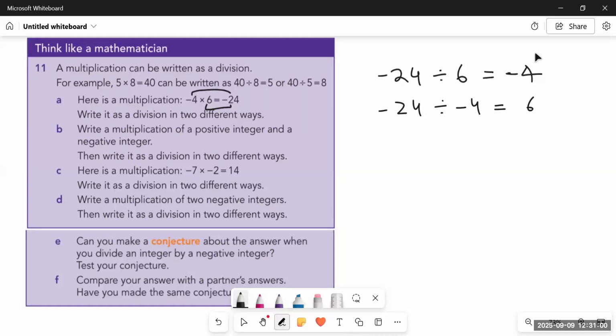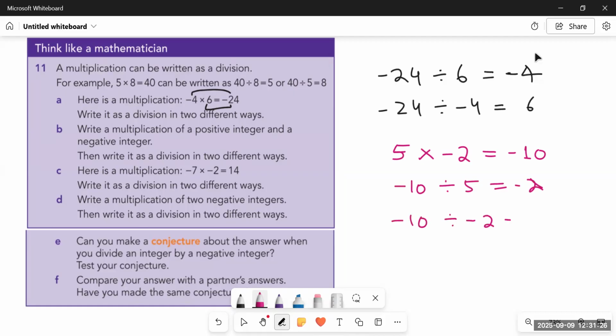Now we have to write a multiplication of two positive integers and a positive integer and a negative integer. So let's take 5 multiplied by minus 2 is equal to minus 10. Then we have to write it as a division in two different ways. So it would be minus 10 divided by 5 is equal to minus 2. Okay. And minus 10 divided by minus 2 is equal to 5.